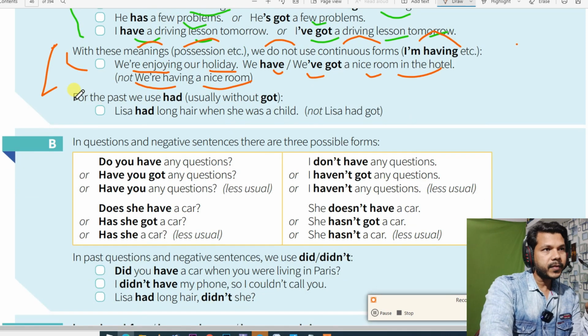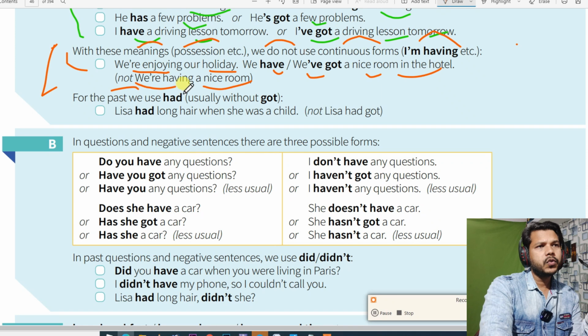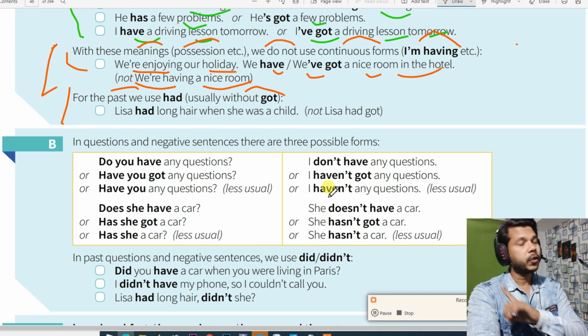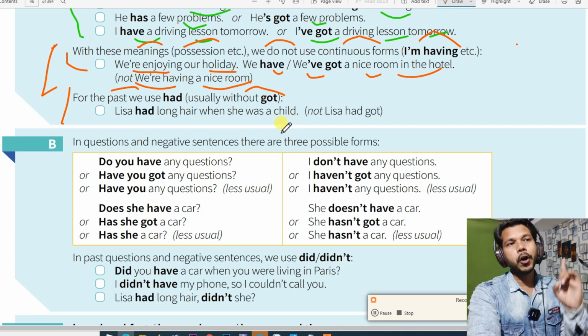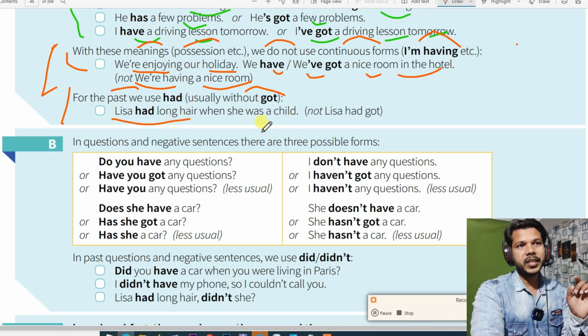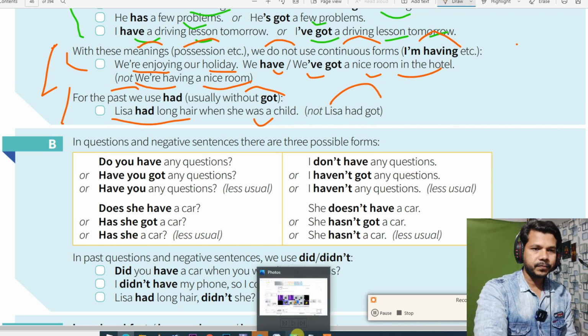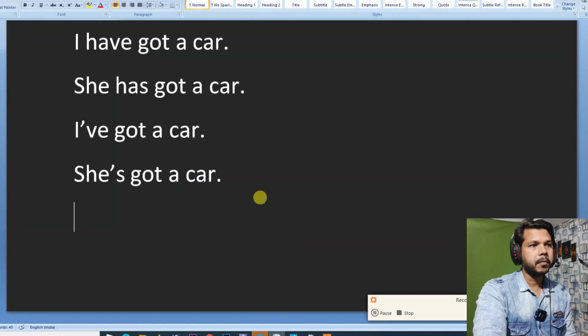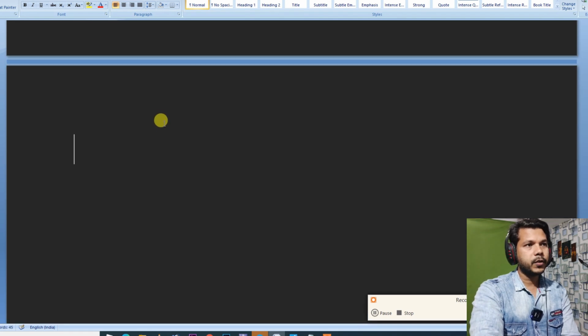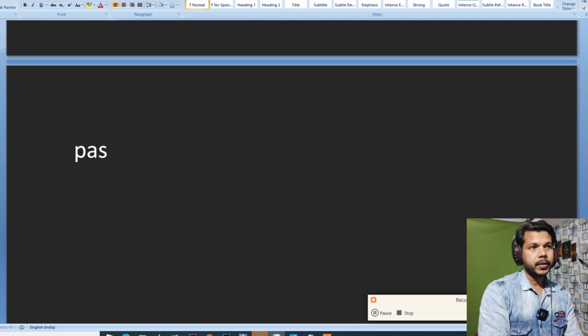For the past, we use had, usually without got. So if you talk about present possession, you can use I have got, she has got. But if you talk about past possession, you're not supposed to say had got. Lisa had long hair when she was a child. You cannot say Lisa had got. So this have got, has got is only for present. You cannot use it in past possession.